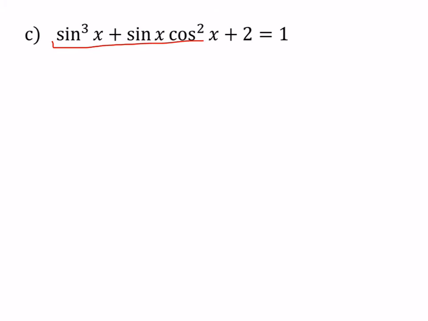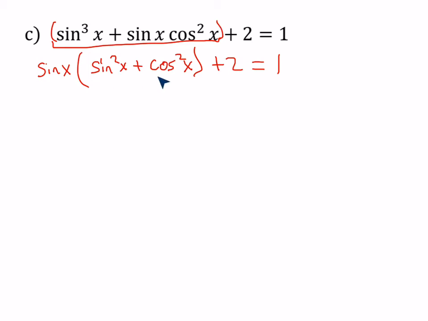So we notice that these have some common terms. So let's factor out a sine x, because there's a sine x in both of those. And what we're left with is sine squared of x plus cosine squared of x plus 2 equals 1. So we just factored these two terms here. And why did we do that? Well, we see that it cleans up real nicely here.